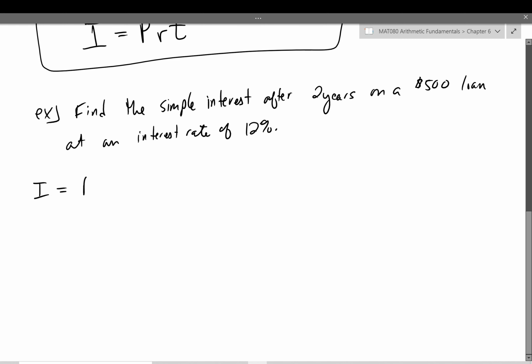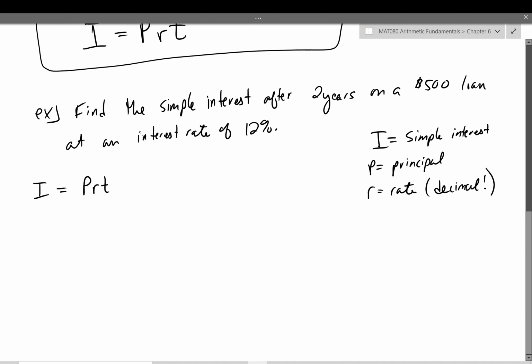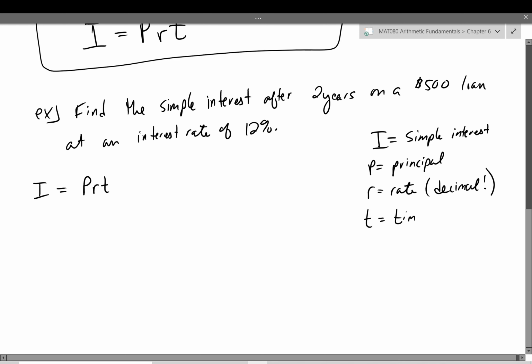Okay? All right, so to do this, it's best to just label everything. We know the formula that we're going to be using is I equals PRT. So off to the right here, I is going to be the simple interest. P is going to be the principal. It's going to be how much I borrowed. R is going to be the rate. Now, it has to be a decimal. It's always going to be given to you as a percent. You have to convert it to a decimal. And then T is going to be time. And remember, that's always going to be in years.